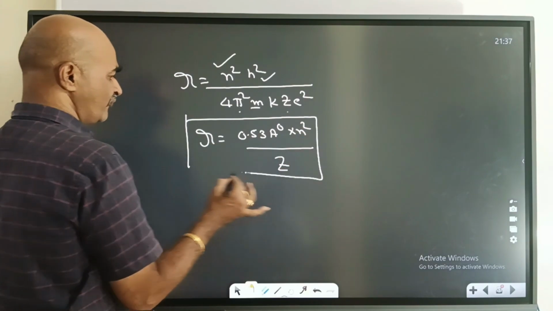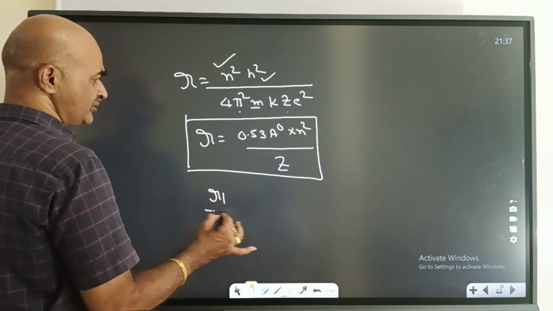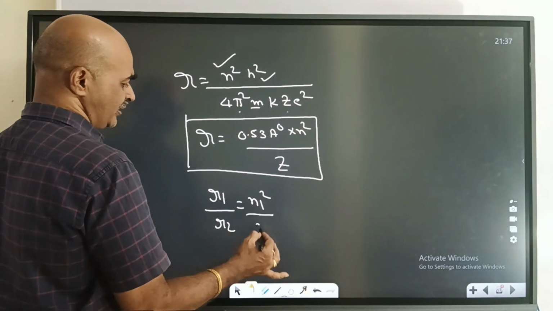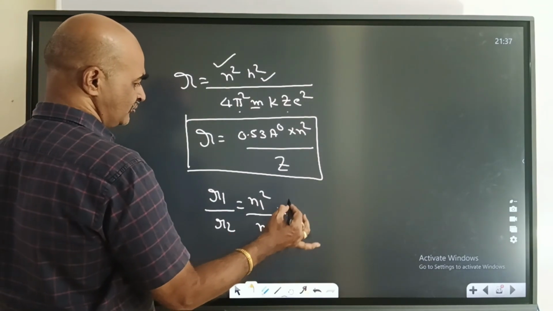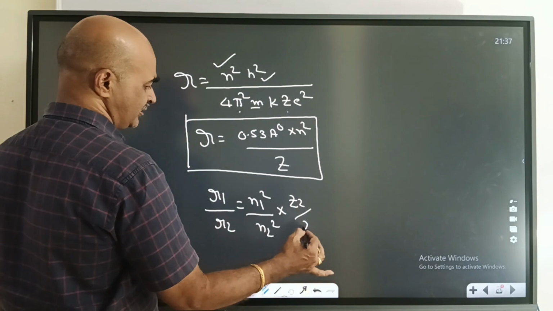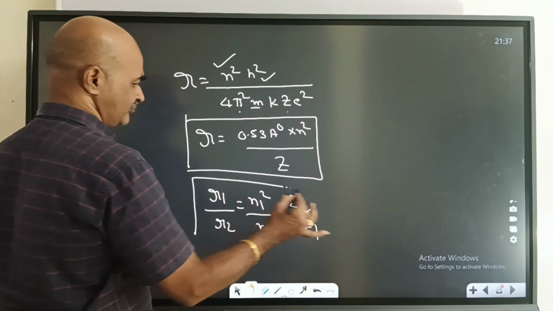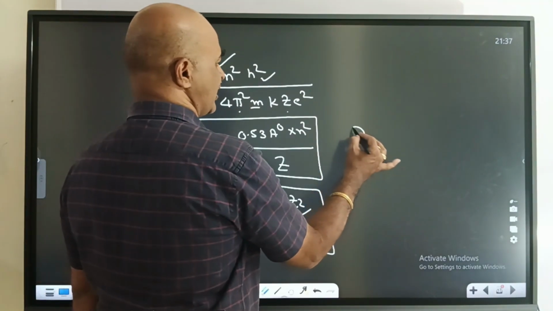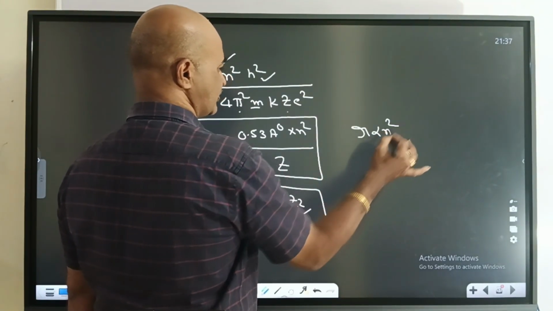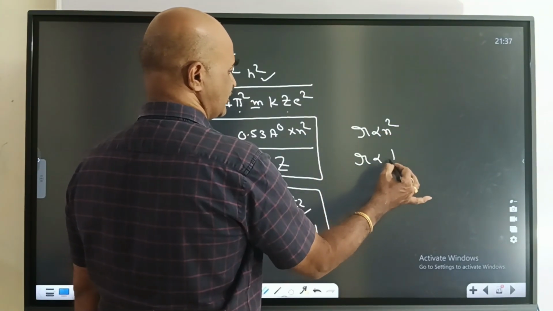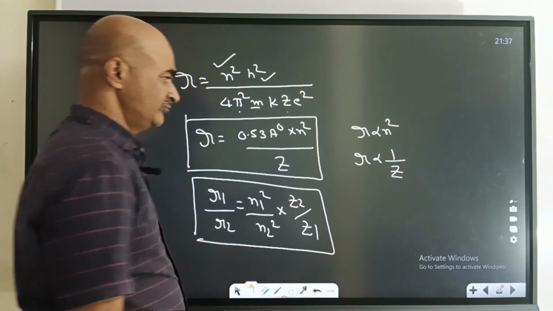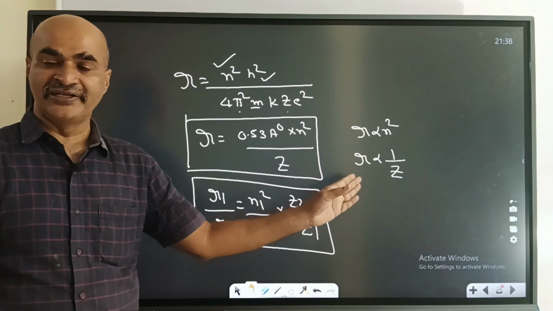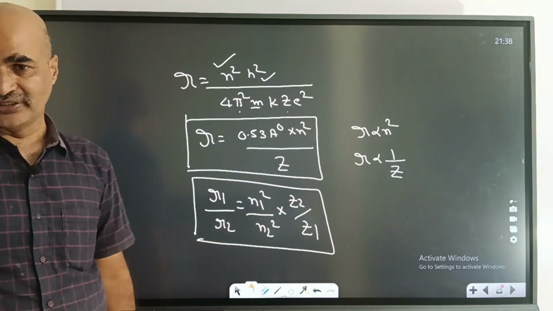Therefore, R1 by R2 is equal to n1 square divided by n2 square into Z2 divided by Z1. So radius is directly proportional to n square, and radius is inversely proportional to Z.